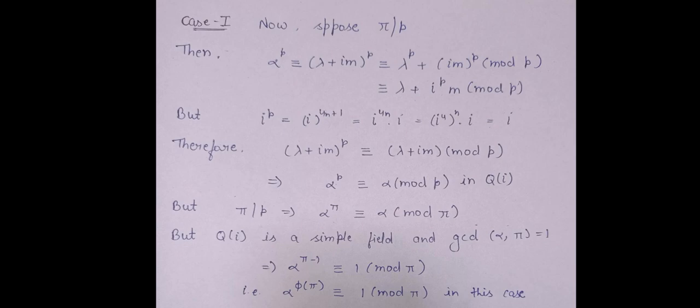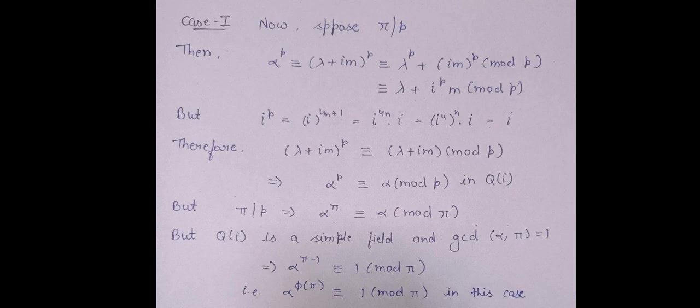Now arises case 1. Suppose π divides p. Then α^p ≡ (λ + im)^p ≡ λ^p + i^p m^p mod p ≡ λ + i^p m mod p. But i^p = i^(4n+1) = i^(4n) · i = i. Therefore (λ + im)^p ≡ λ + im mod p. That implies α^p ≡ α mod p in Q(i).